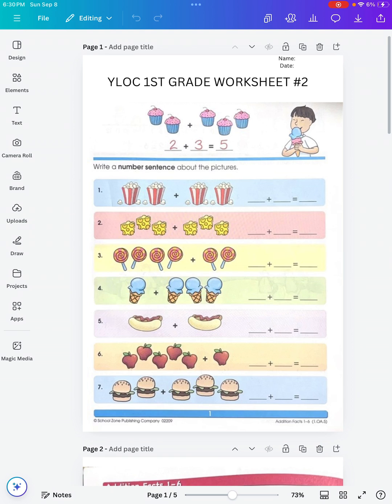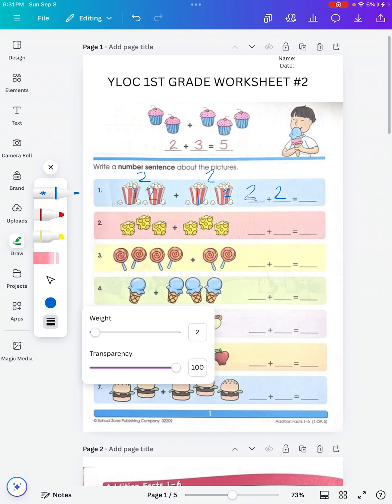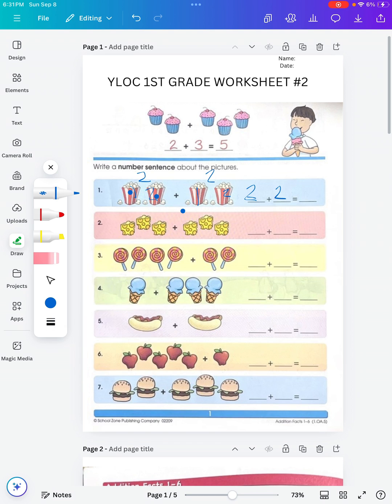As we see, there are popcorn buckets shown as examples. For the first one, we can see that there's 2, and then there's another 2 because we counted 1, 2, 1, 2. So we would write 2 plus 2. And now we'll count them all together. Now there's a total of 1, 2, 3, 4 popcorn buckets. So I'll write down 4 right here.